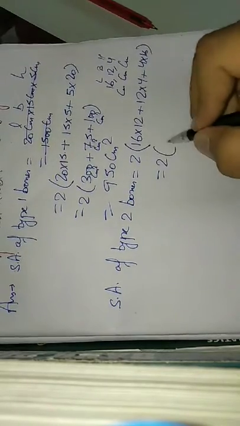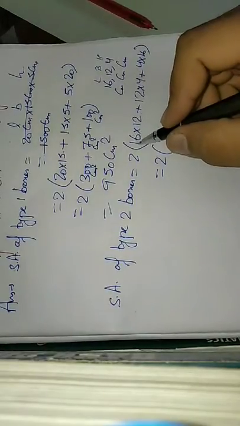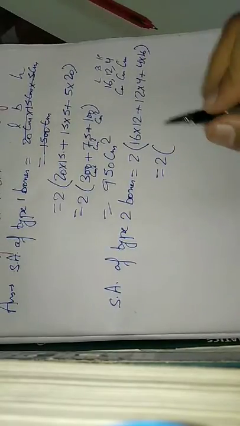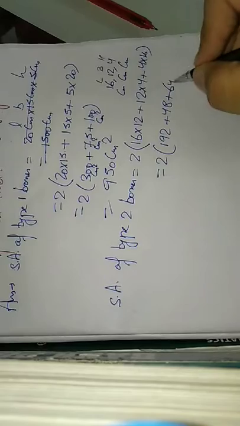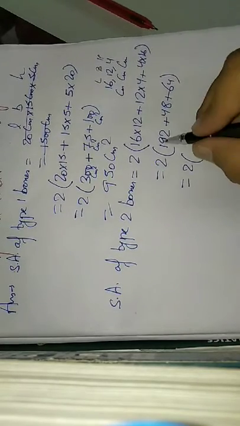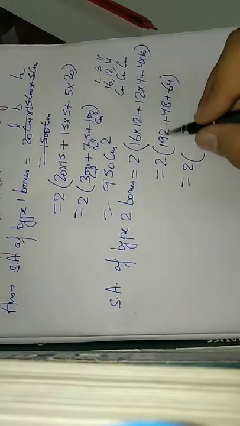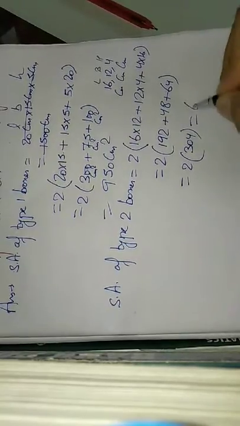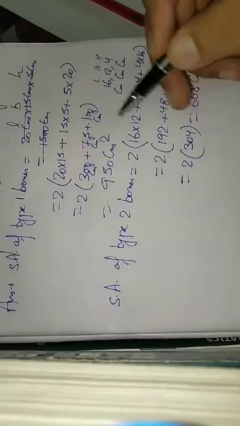So this is equal to 2 into 16 into 12. 12 10s are 120 and 12 6s are 72, 120 and 72, 192, right? 12 4s are 48, 16 4s are 64. So let's check the value. 190 and 40 is 230, 230 and 60 is 290, 290 and 8, 304, into 2 which is equal to 608 centimeter square. So the question is correct. This is the bigger cardboard box and this is the smaller. What are they saying?